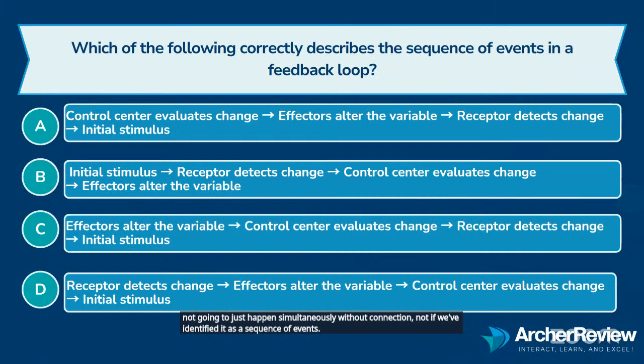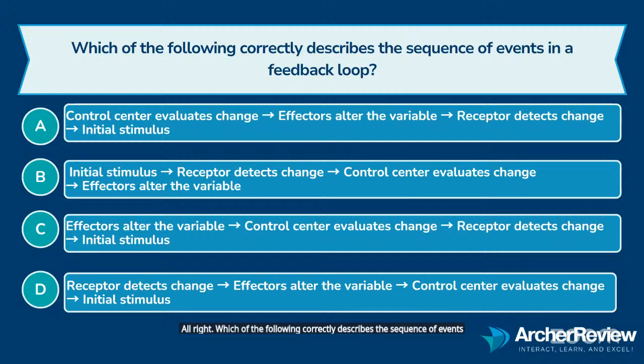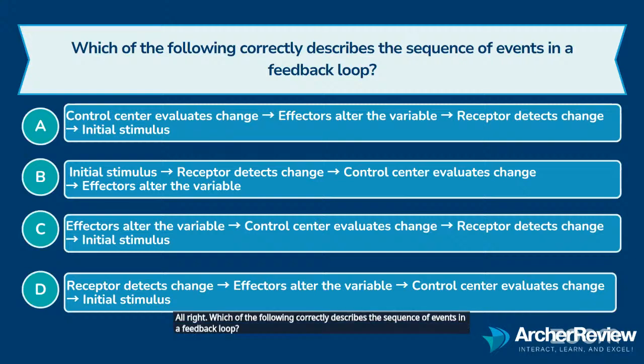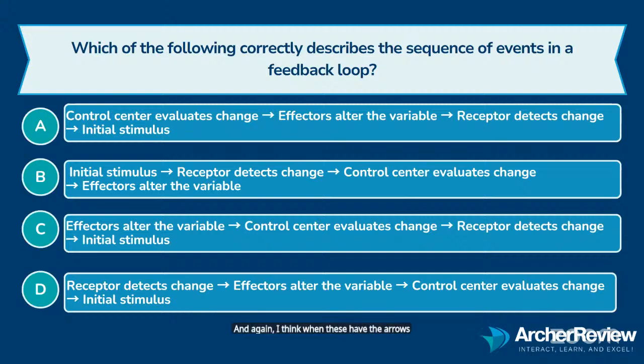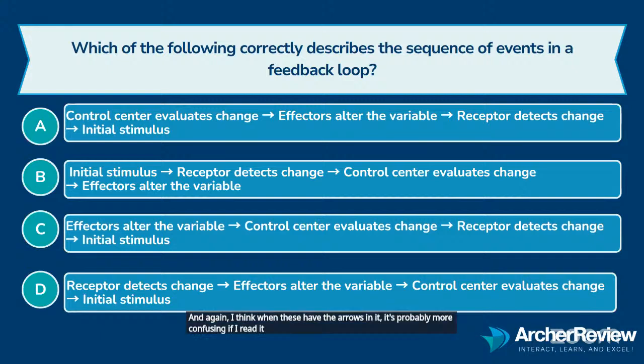All right. Which of the following correctly describes the sequence of events in a feedback loop? And again, I think when these have the arrows in it, it's probably more confusing if I read it. So I'm going to just be quiet, let you read through it, and I'm going to give us about 10 extra seconds.